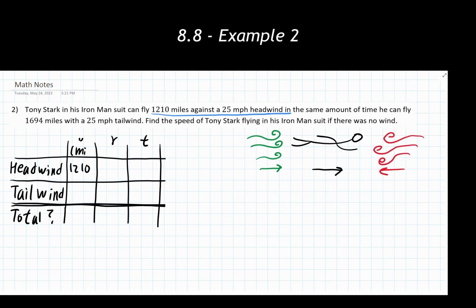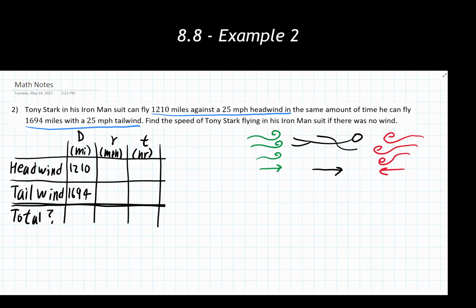Make this a better distance here. We have our speed is miles per hour and time is in hours as well. Okay? So we're told he can fly 1,210 miles in a headwind, the same amount of time he can fly 1,694 miles with a 25 mile per hour tailwind. So again, underlining, filling some things in here accordingly.